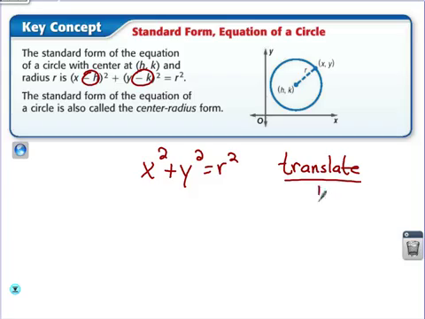A translation is one of your transformations. It's a transformation that slides the circle. So to translate or to slide the circle over, you're going to add pluses and minuses here and here.